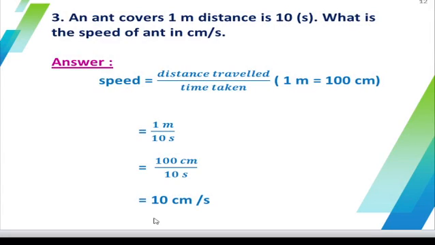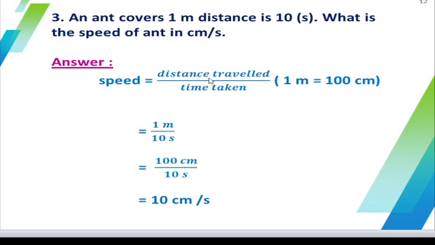And another numerical problem. An ant covers 1 meter distance in 10 seconds. What is the speed of the ant in centimeter per second? So we want to change to centimeter per second. So this is the common formula. Already we know well, 1 meter is equal to 100 centimeter.